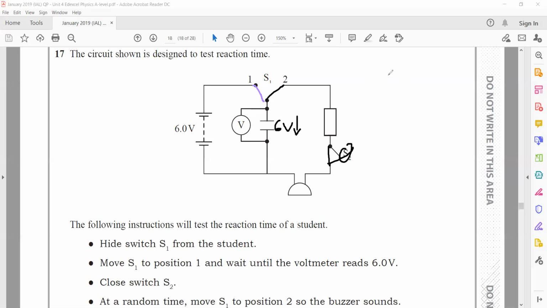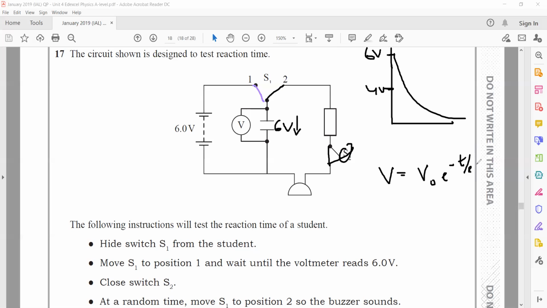And we will use this discharge time, because the capacitor discharges exponentially. For example, the original voltage is 6 volts, and when the student opens the switch, maybe the voltage is say 4 volts. So using the formula V = V0 e^(-t/RC), where R is the resistance, C is the capacitance, V0 is the maximum voltage, and V is the voltage at which the student stops the capacitor from discharging, we can identify how much time it took, and that time is the reaction time, or the time taken by the student to open the switch. So this is the theory of this circuit.